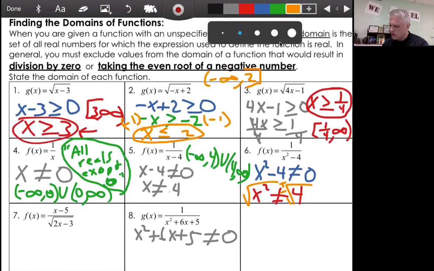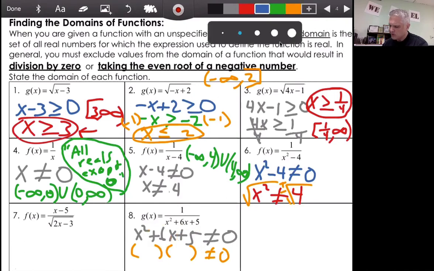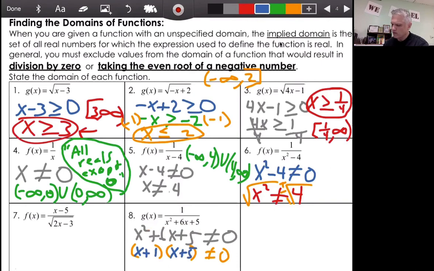So when we solve for x here, now we're going to get into a little factoring. So it's a good thing we did the factoring worksheets before. Okay, so we've got two numbers that multiply to positive 5 but add to positive 6. So that would be 1 and 5. Cool. All right. So x plus 1 times x plus 5 is my factored form. So now I've got x plus 1 times x plus 5 doesn't equal 0.